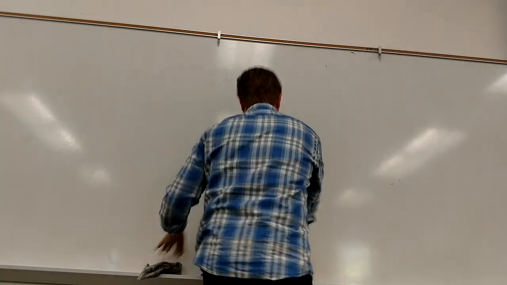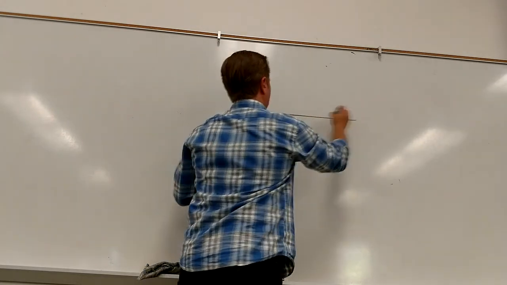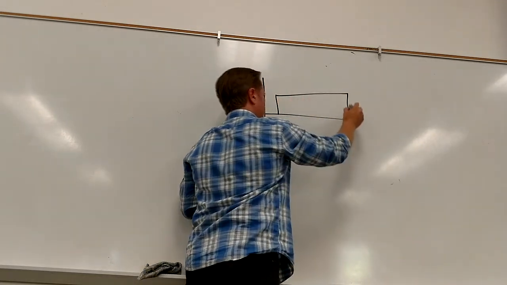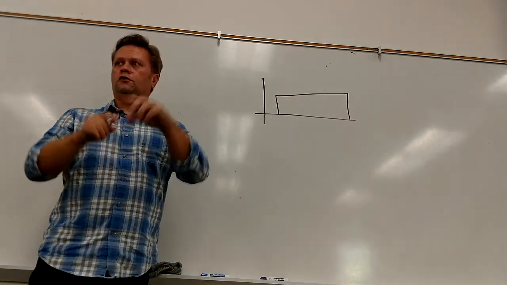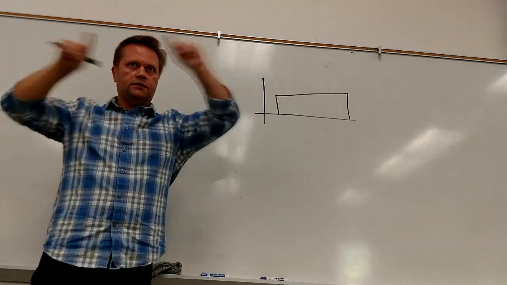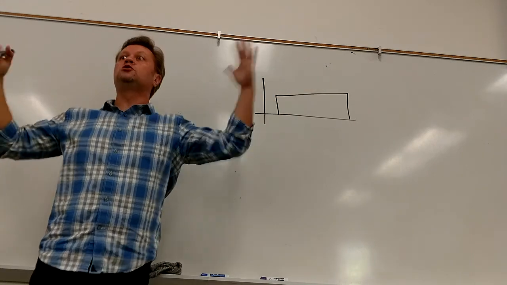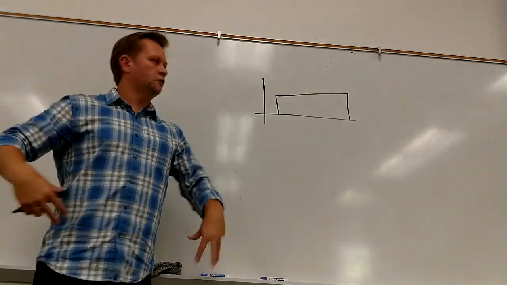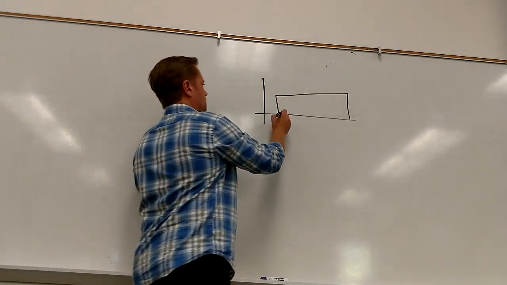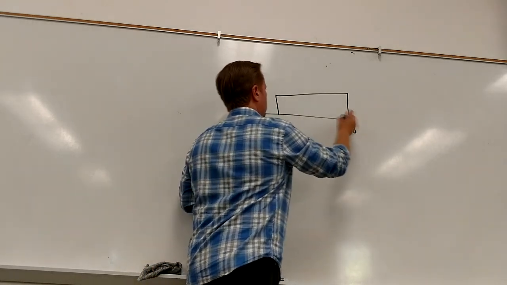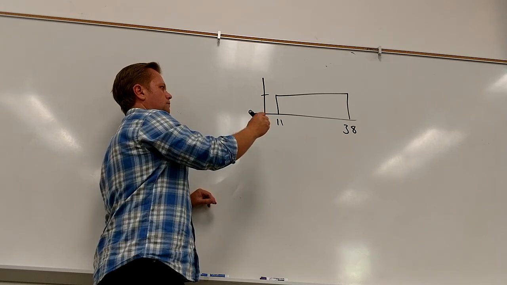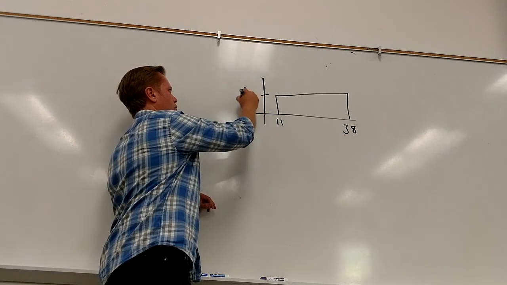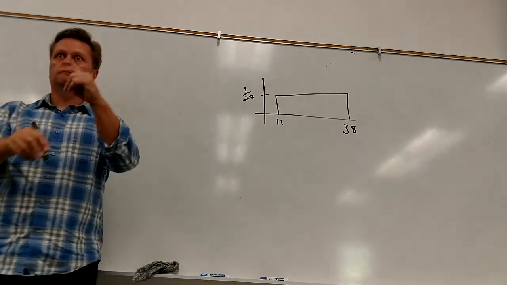So if I have uniform, of course, it looks like this. A lot of you guys were drawing normal distributions, but uniform means uniformly distributed, it's the same for everybody. That's why the word uniform, you wear the same uniform. So if this was like 11 to 38, what would the height be? Yeah, 1 over 27 to make the area 1.